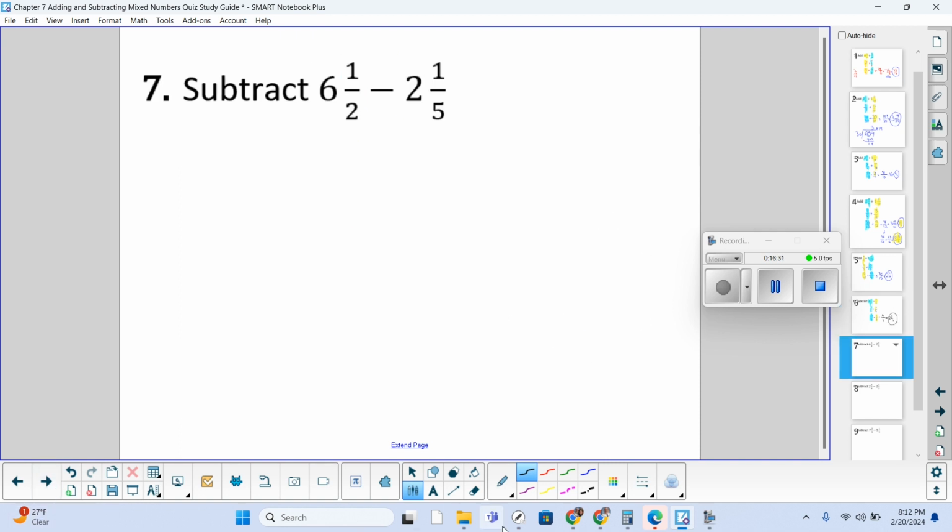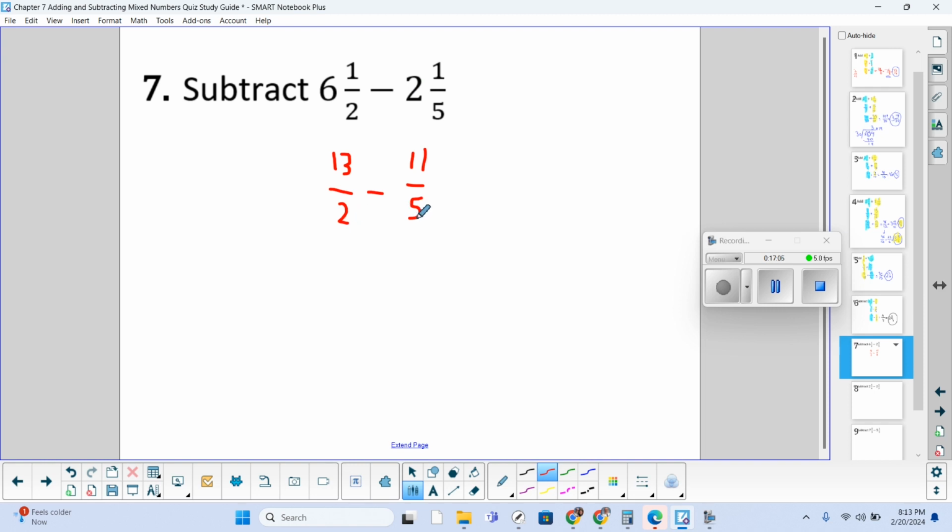Number 7. Let's go with red this time. 6 1/2 minus 2 1/5. Well, 6 1/2 is 13 over 2. Kind of went quickly there. I didn't really explain why. 6 times 2 is 12, plus 1 is 13. 13 over 2 minus 2 1/5 is equal to 2 times 5 is 10, plus 1 is 11. That would be 11 over 5.